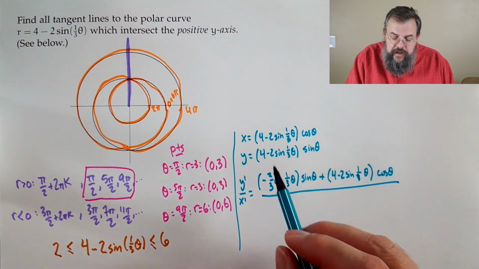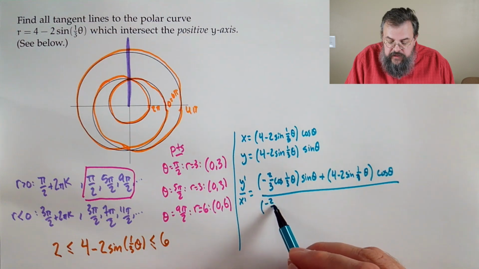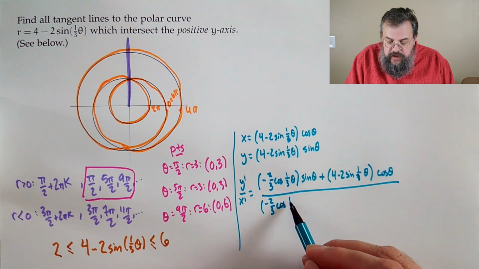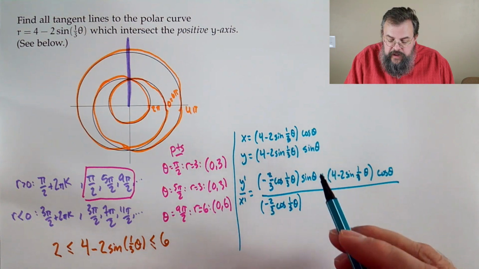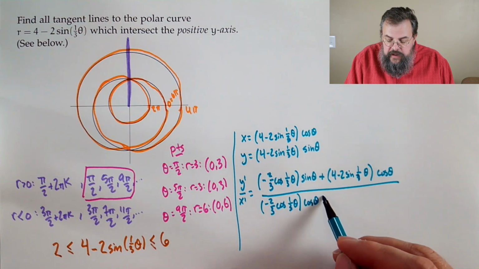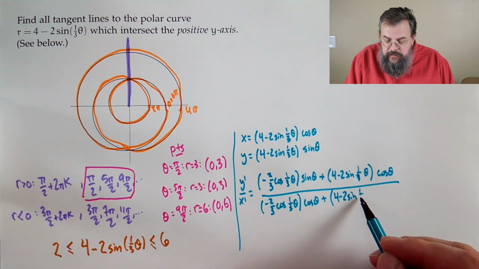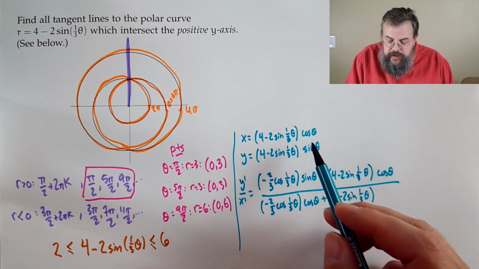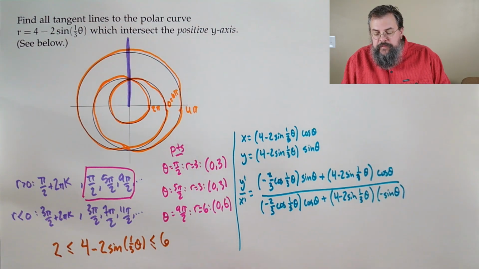Divide that by, okay, derivative of the first. Well, it's the same thing. Minus 2/3 cosine 1/3 theta times the second, cosine theta, plus the first, 4 minus 2 sine of 1/3 theta times the derivative of the second, minus sine theta.